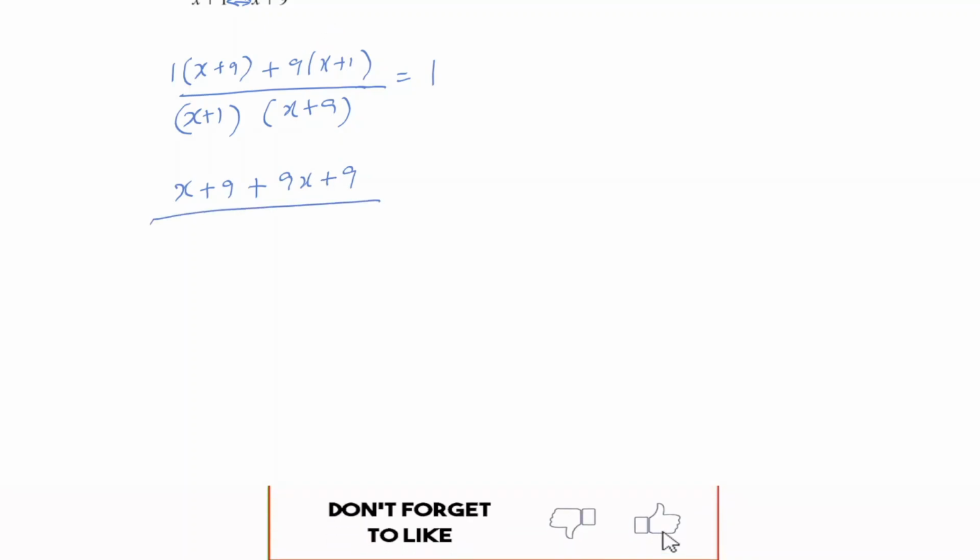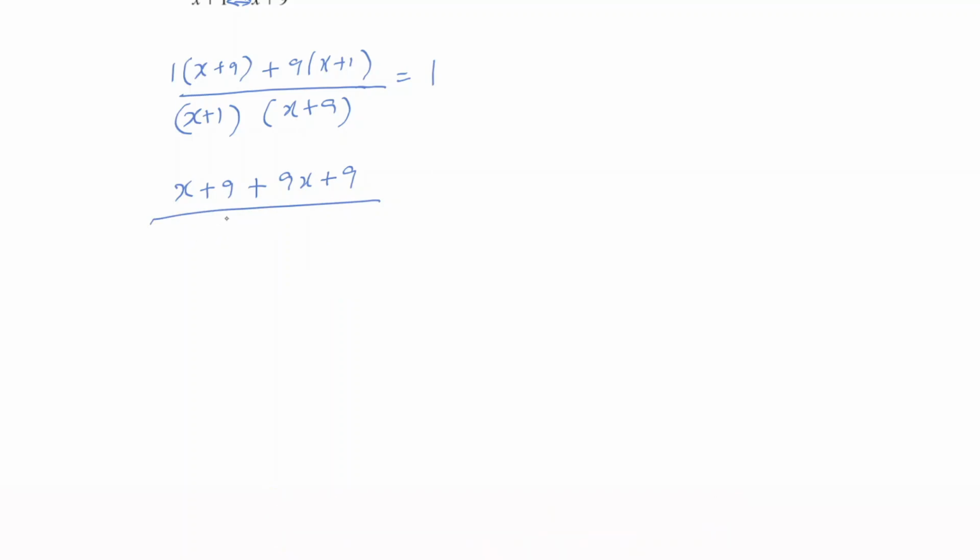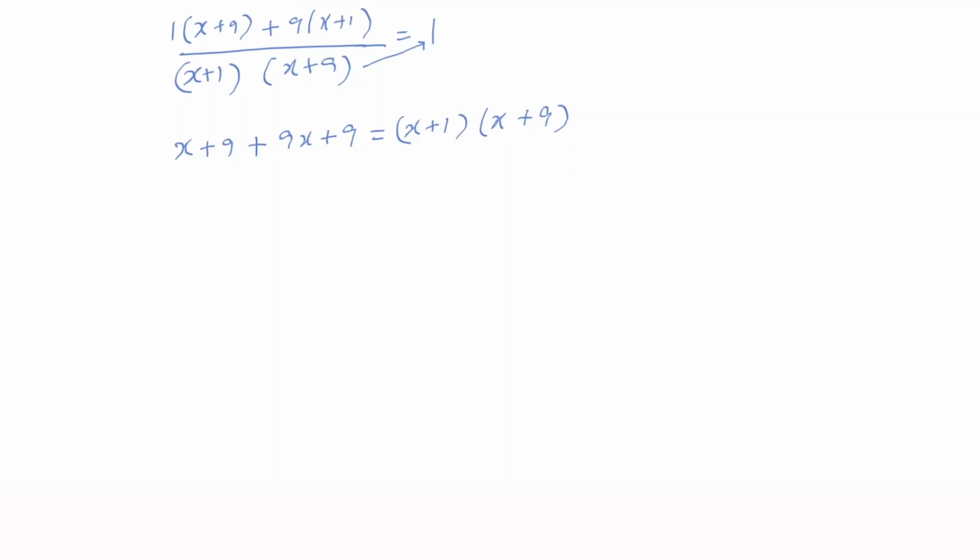Now what we can do is shift this whole multiple over the right hand side. Now it becomes x plus 1 and x plus 9. It is shifted to the right hand side and multiplied with 1, so that's the same answer. Let's simplify more. x plus 9x is 10x, and 9 plus 9 is 18. So we have 10x plus 18 on the left hand side.